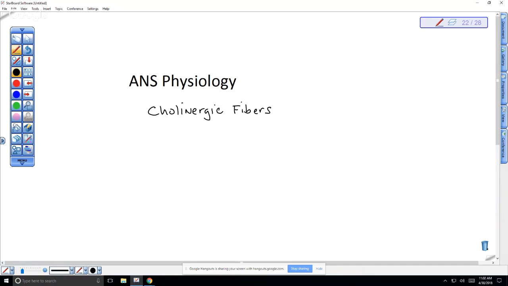What is a fiber? Axon, right? So a fiber is an axon. Cholinergic refers to the axons that release acetylcholine. And remember, they release it into the synapse.